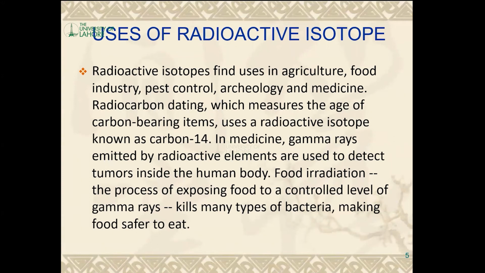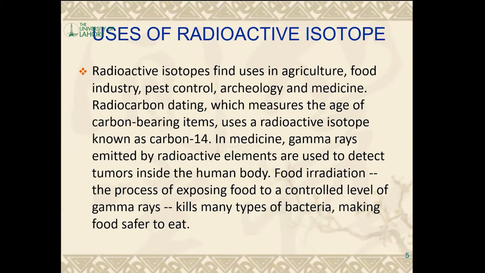Now, what are the uses of radioactive isotopes? Radioactive isotopes are mostly employed in agriculture, in the food industry, in pest control, archaeology, and medicine. One of the most common examples of radioactive isotope use is carbon dating. Basically, carbon dating is a technique where we find the age of a species. For example, you have seen nowadays that archaeologists discover a mummy or an old bone, and they tell you the age of that bone, how many years old it is, and how they tell is by carbon dating.